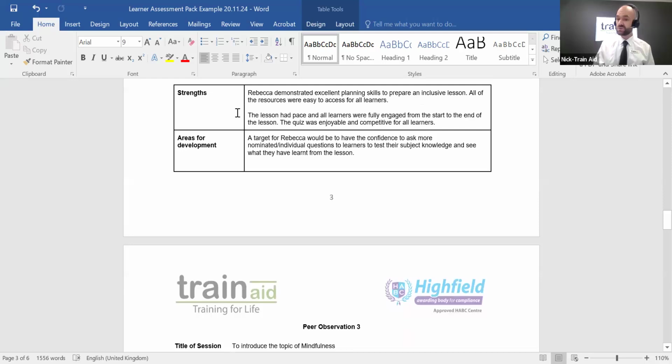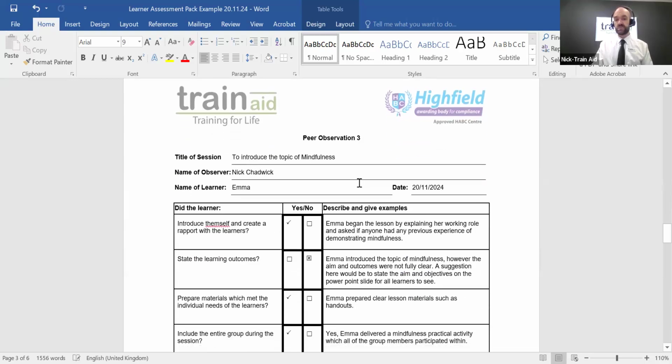So if we were to look at the strengths and any areas for development, I have highlighted that some of the key strengths were Rebecca's planning skills to prepare an inclusive and an interesting lesson. I was impressed by her resources. The lesson also had pace. It was engaging from start to finish, and learners enjoyed the quiz element there as well. And just looking for one target, I've highlighted that I would have liked to see Rebecca have that confidence to ask more nominated and individual questions to learners. So everyone was included there.